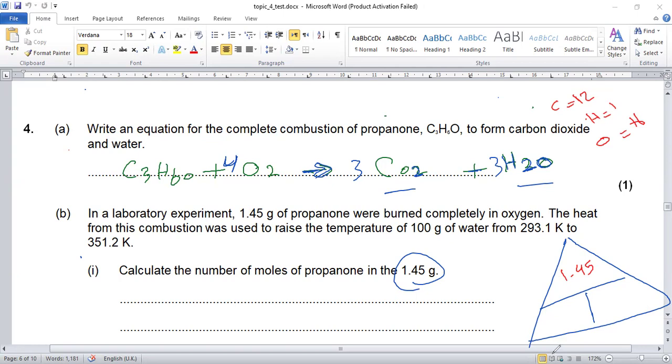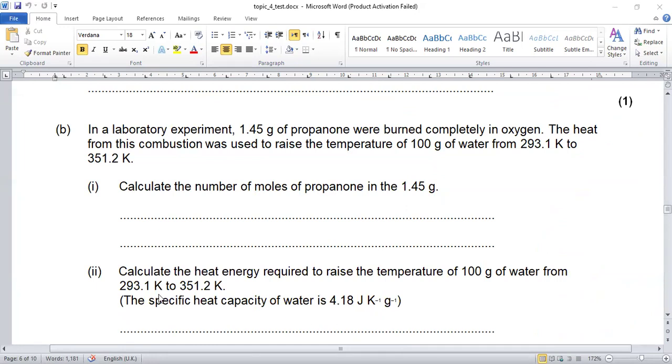So it's C3H6O, like the propanol. 3 times 12 plus 6 plus 16. Uh, 0.025. 0.025 number of moles. So you will use this information to complete the question.